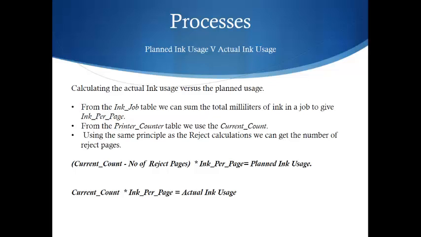From the printer counter table we use the current count variable, and then using the same principle as the reject calculations we can get the number of reject pages. So the current count minus the number of reject pages multiplied by the ink per page can give us our planned ink usage. The current count multiplied by the ink per page gives us our actual ink usage. We can then create graphs to show the two of these trending against each other.